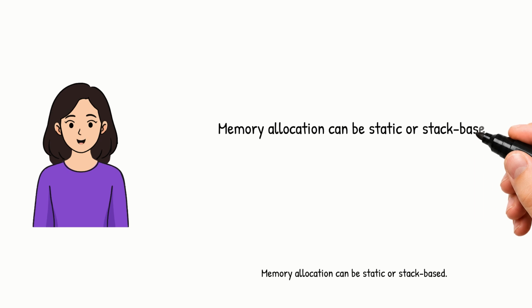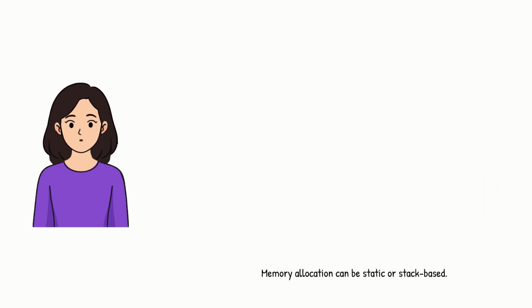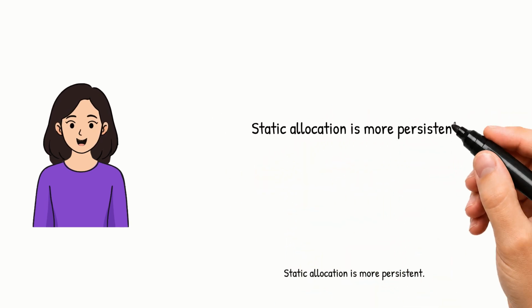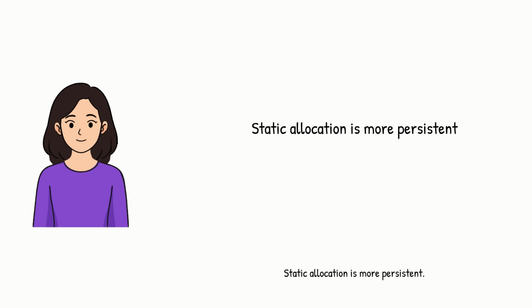Memory allocation can be static or stack-based. For example, in a stack allocation like void foo(int param1, int param2), memory is automatically managed but limited. Static allocation is more persistent, but may require predefined memory limits.